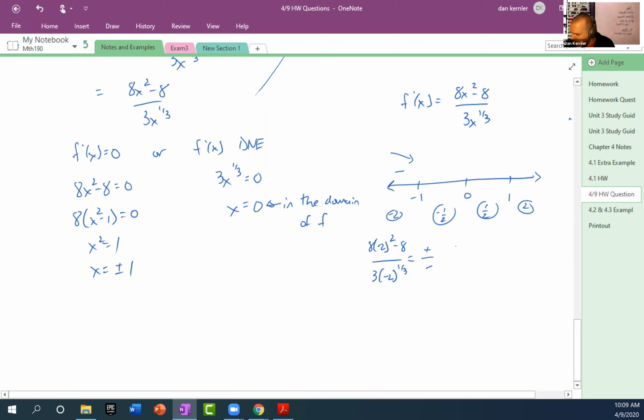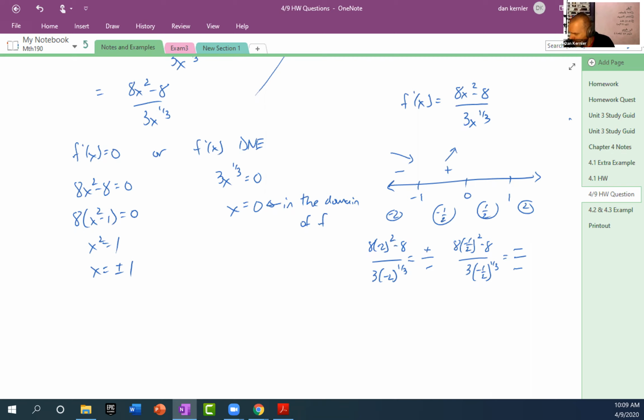Then at -1/2, 8 times -1/2 squared minus 8 over 3 times -1/2 to the 1/3. The numerator, let's see here, 1/4. 8 times 1/4 is 2. 2 minus 8, that's negative. The denominator is still negative, so that's actually positive in there. And you can use your calculator for these and plug them in. Whatever you need to do is fine. I'm just lazy. I don't want to do all that work.